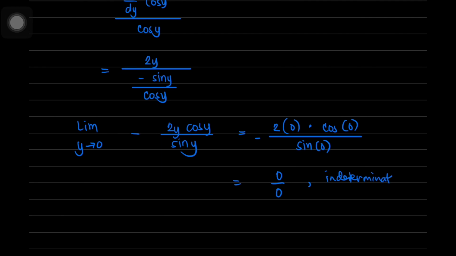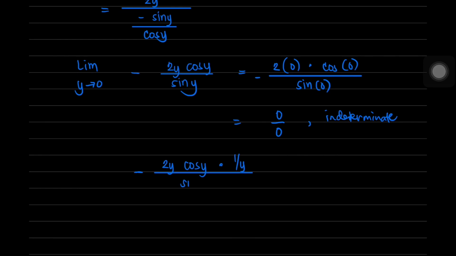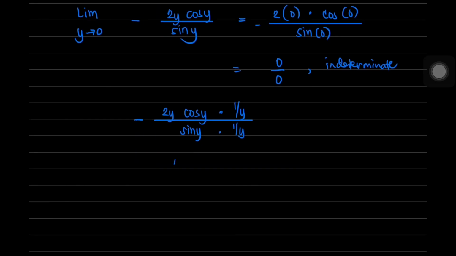Now, how are we going to manipulate this one in order for us to get a value of the limit of this function as y approaches 0? So what we can do in here is to multiply both the numerator and the denominator by 1 over y. So if we multiply the numerator 2y cosine of y by 1 over y, and we also multiply the denominator sine y by 1 over y, the resulting expression would now be 2 cosine of y all over sine of y over y. So let's not forget the negative sign in here.